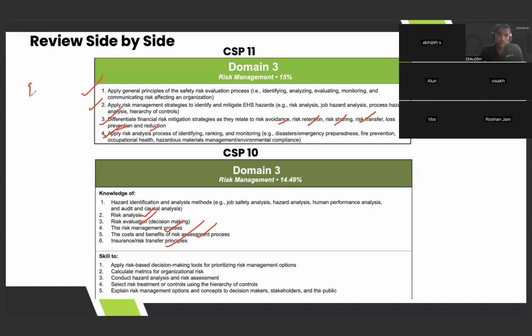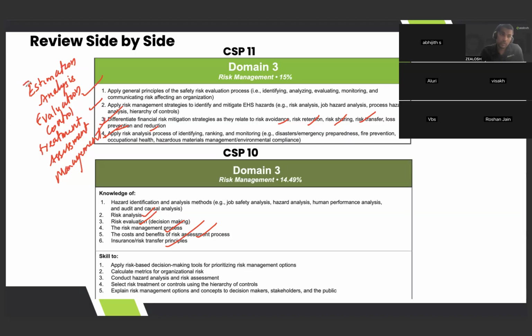don't know the difference between what is risk estimation and what is risk analysis, what is risk evaluation, then what is risk control, what is risk treatment, then what is risk assessment, and what is risk management. So all these terminologies we have to study properly. Then only, if a question is based on this, you'll be able to answer it properly. Same, there is no change.